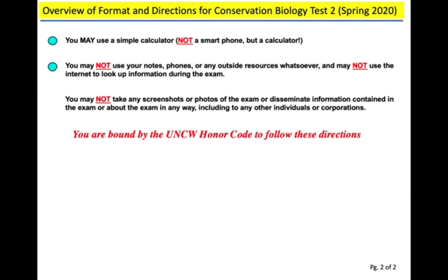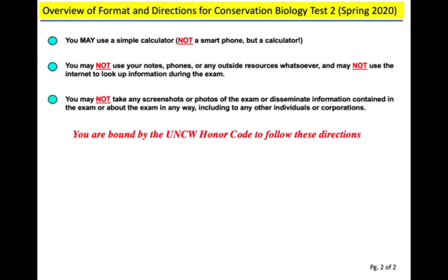You may not use your notes, your phones, or any outside resources whatsoever, and you may not use the internet to look up information during the exam. Treat the exam as if you were taking it in class. So basically, don't cheat. Don't look up the answers and so on. Study beforehand. Take the exam just like you were if I were standing there next to you.